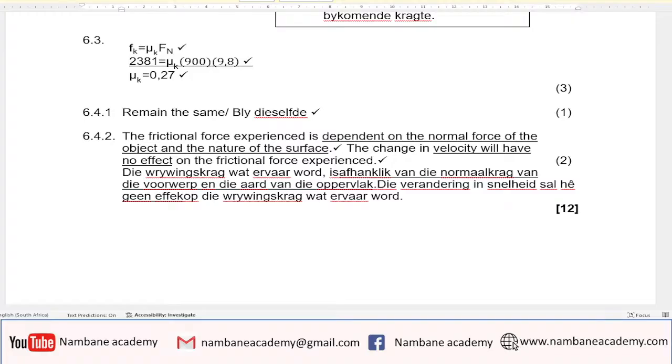Yes, I do understand, but I just wanted to ask that if we make it two options, we can't part mark the two options. For example, the learner says frictional force depends on the normal force, 1 mark. Then maybe they continue to say, when I guess they're using statement 6.4, when the roll slows down and stops, it will not have an effect on the frictional force.